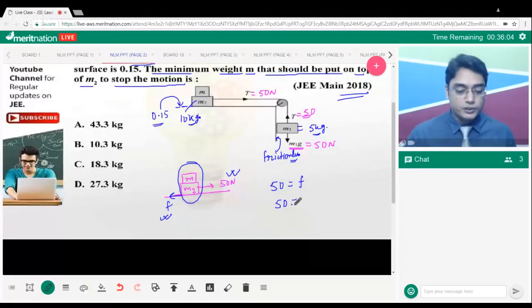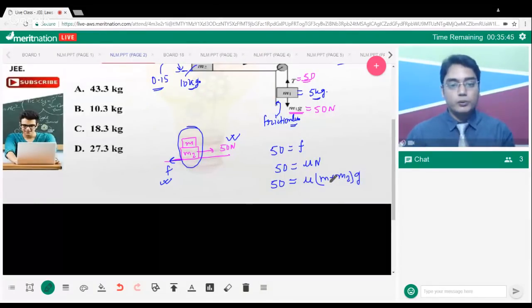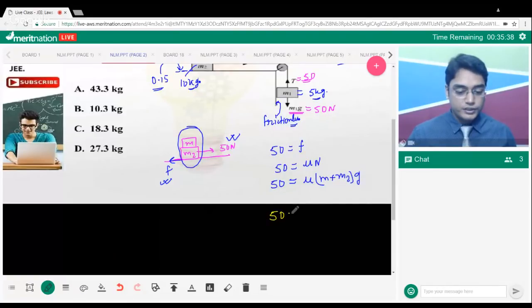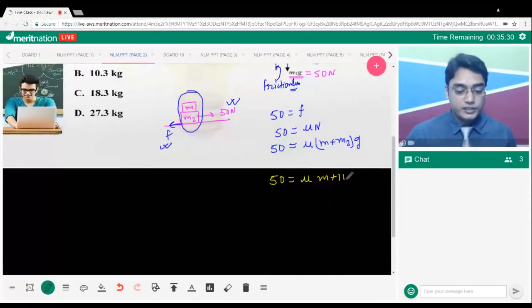So 50 is equal to the friction, and the value of friction is mu into N. See this, F is equal to this. So 50 equals mu N, where N is (m plus m2) into g. As we have taken g as 10, it's up to you; you can write in terms of g or in terms of 10, because g gets cancelled out anyway. So here 50 is equal to mu times (m plus the value of m2, which is given as 10 kg), into 10, which cancels out.